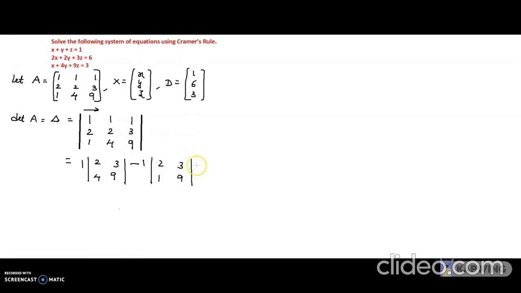The last element again will have a plus sign. So plus, the element here is 1. So we have to leave out the row and column where this 1 is present. That is the first row and the third column we need to eliminate. The rest of the 4 elements we have to write in the determinant form: 2, 2, 1, 4.